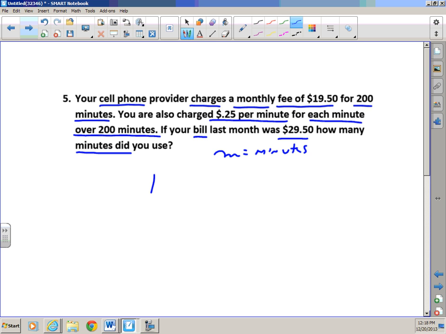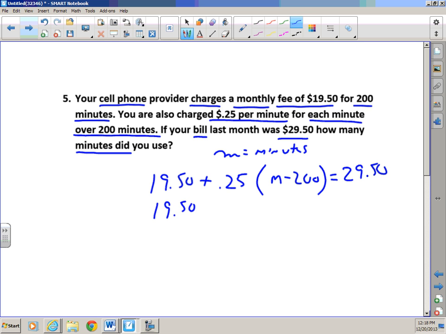I know I'm going to get charged $19.50, and I know I'm going to get 25 cents charge. But the 25 cents doesn't kick in until I exceed 200. So I have to do M minus 200 to get my total bill of $29.50. Because it's not until M is over the 200 that anything happens. I use my distributive property.